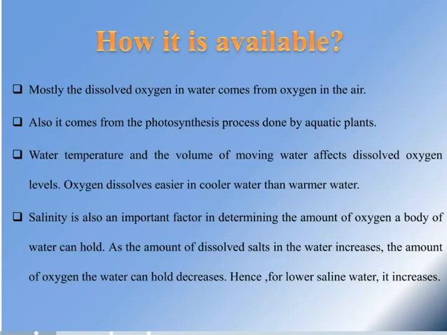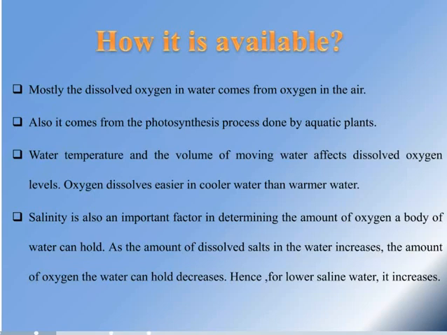Now, how is it available? Mostly, dissolved oxygen in water comes from oxygen in the air. The next important point, it comes from photosynthesis done by aquatic plants. And next, water temperature and the volume of moving water affect the dissolved oxygen level. Oxygen dissolves easier in cooler water than warmer water. Salinity is also an important factor in determining the amount of oxygen a body of water can hold.